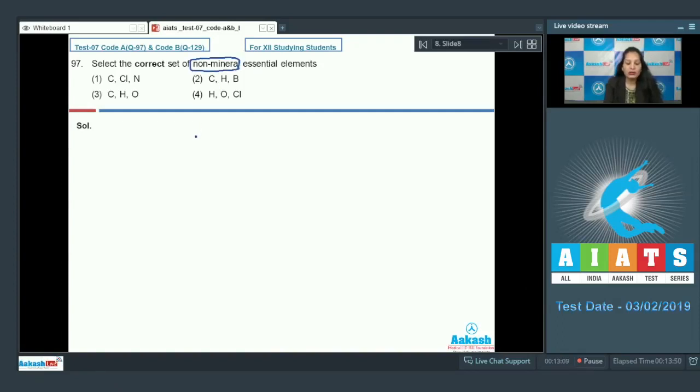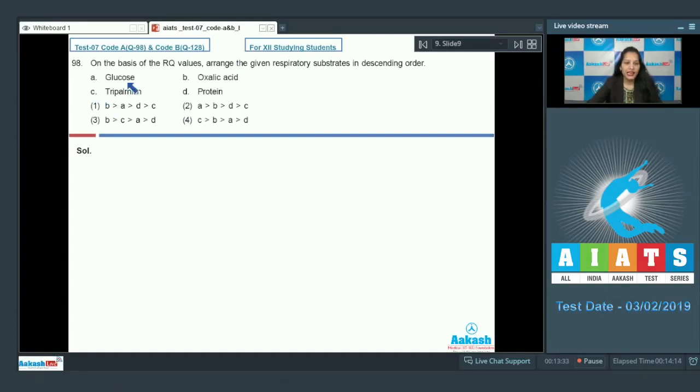They should be non-mineral, means they should be obtained from air or atmosphere, not from the soil. So carbon, hydrogen and oxygen, these are the non-mineral essential elements which are obtained from air or atmosphere, not from the soil. So the correct option for the given question is option number 3. Let's move on to the next question.